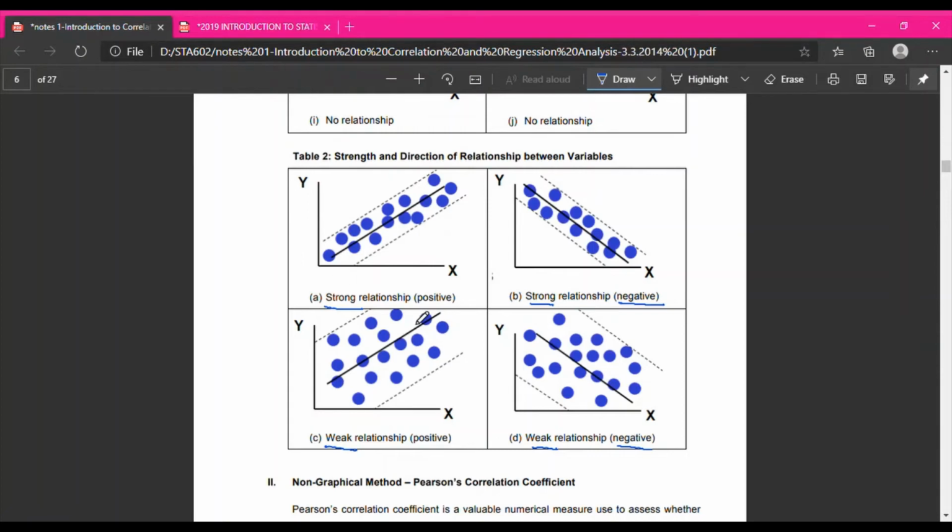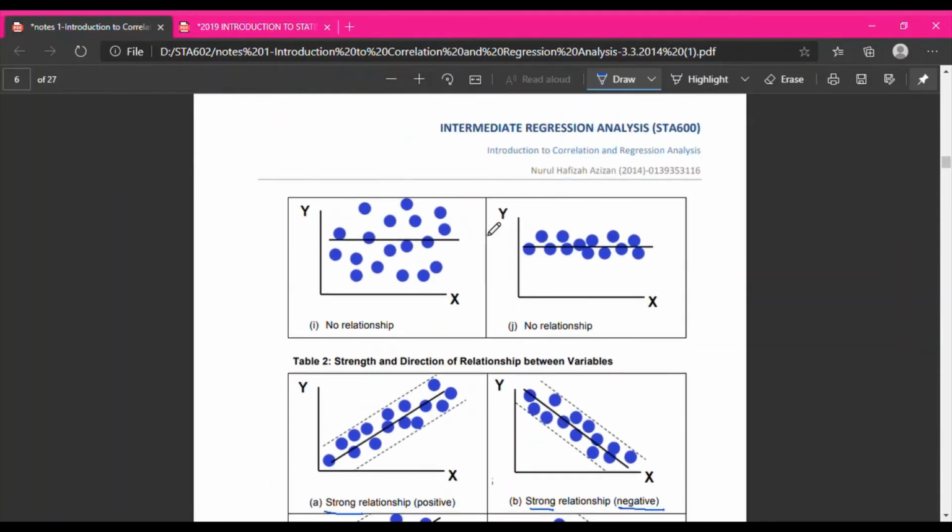Okay, and then yang ini pula adalah contoh untuk no relationship. Okay, when you plot the scatter diagram, you see that the points scattered randomly. Kan dia scattered randomly, so means that there is no relationship between x and y. Ini juga contoh untuk no relationship. Sebab dia tiada pattern increasing or decreasing.